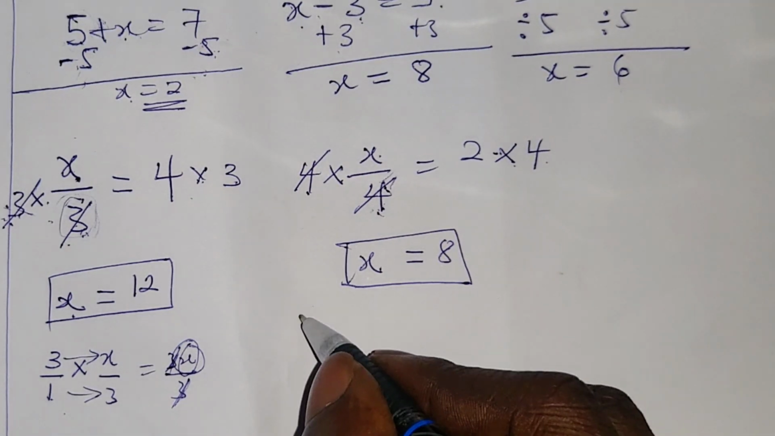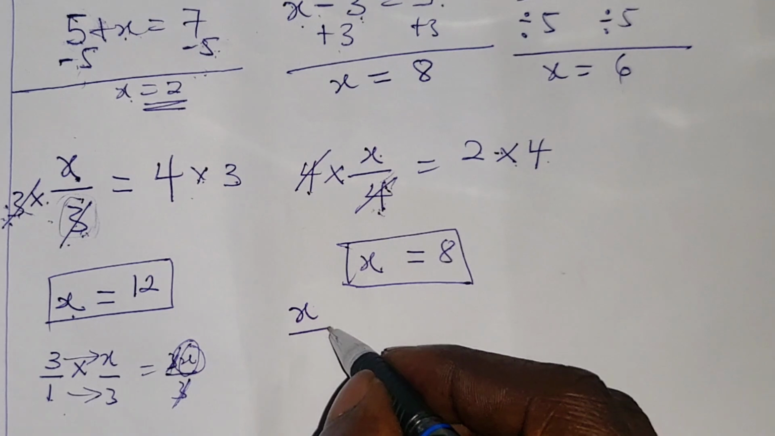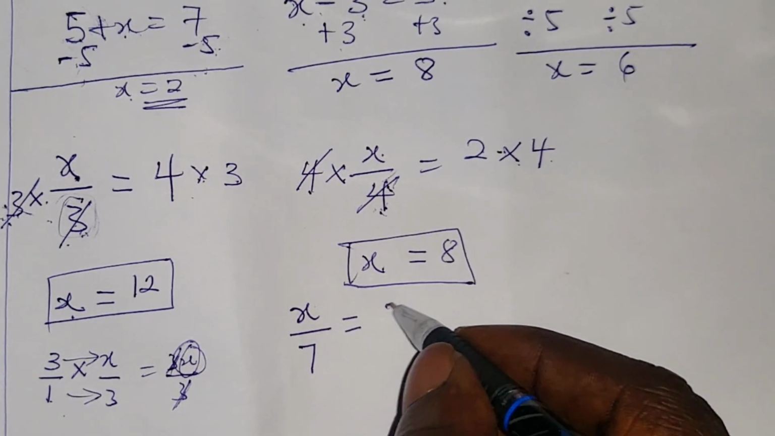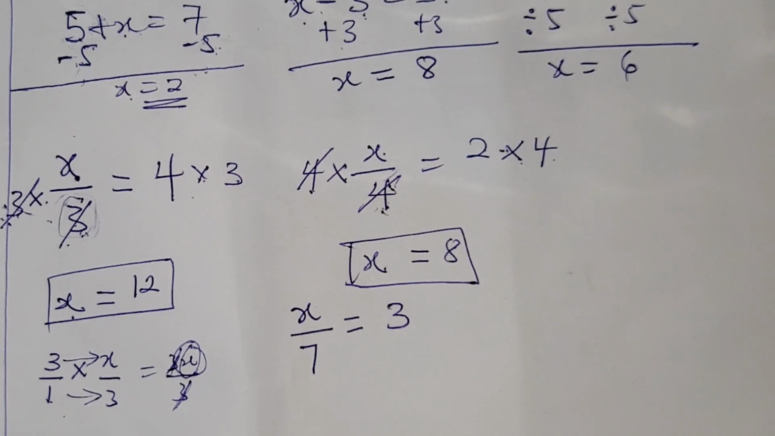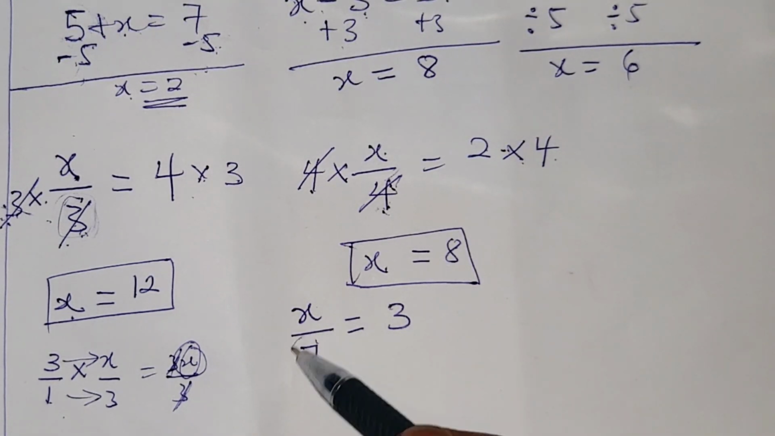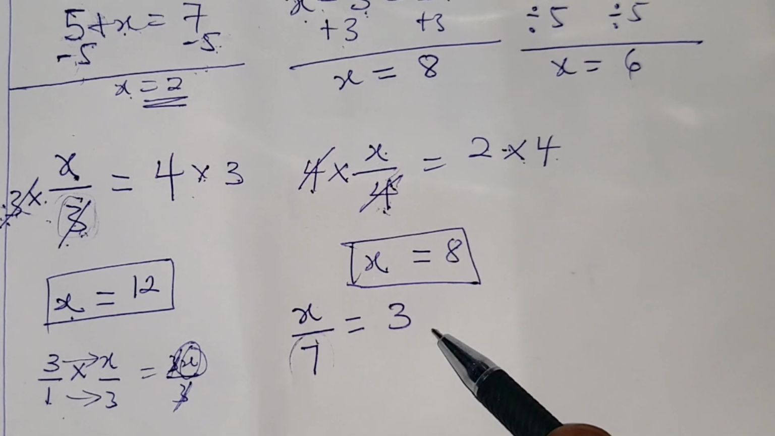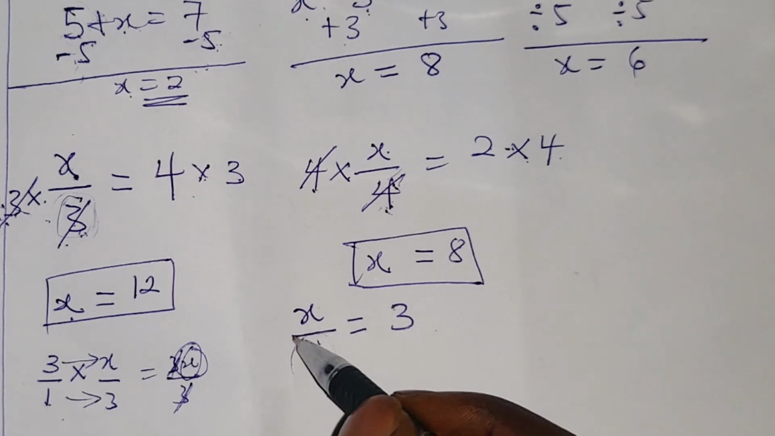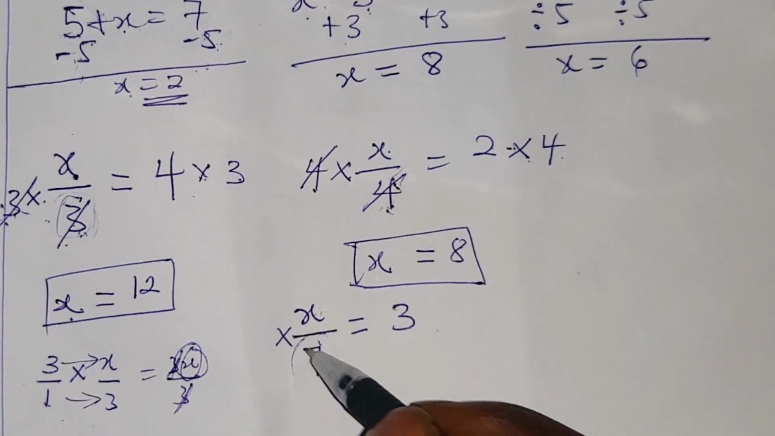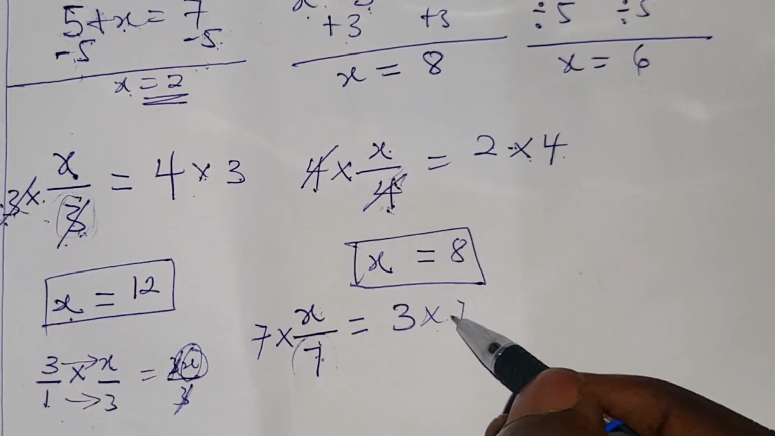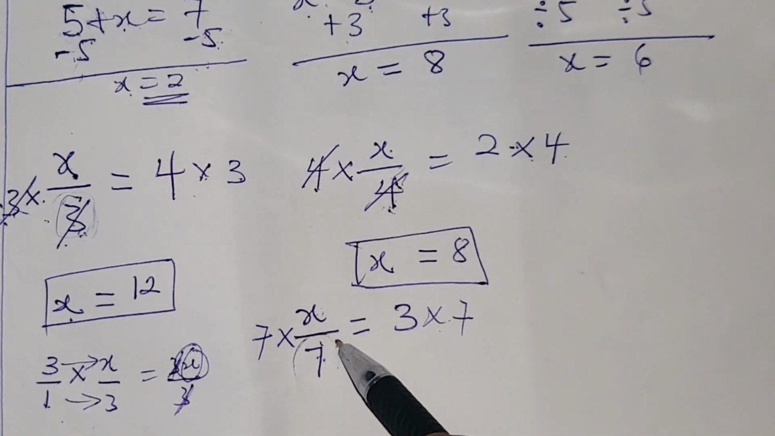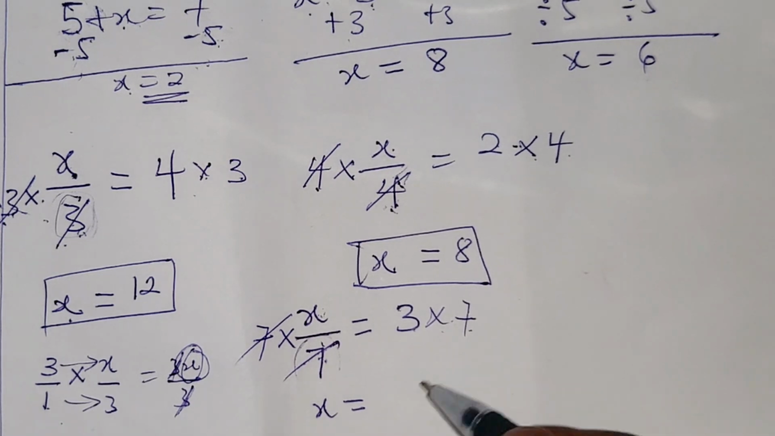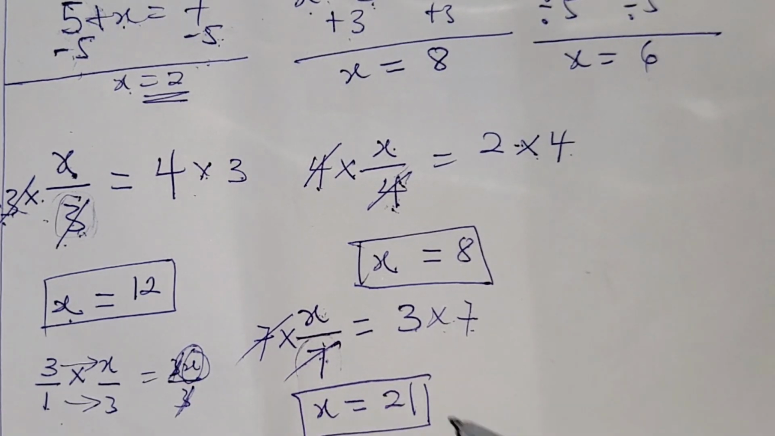Let's try something else. Let's say we have x divided by 7 is equal to, let's say, 3. So what do we do? As usual, we group like terms. We carry this 7 to this side of the equal to sign. How does it move? It moves by multiplying, because it's dividing the variable. So we multiply here by 7 and multiply here also by 7. This cancels that, and we're only left with x being equal to 3 times 7, which is 21. And that becomes our answer.